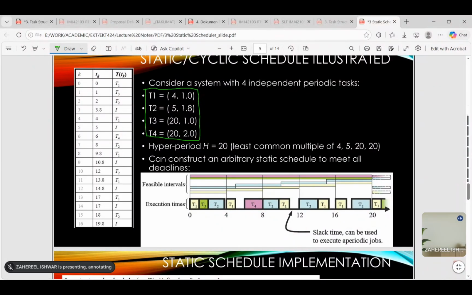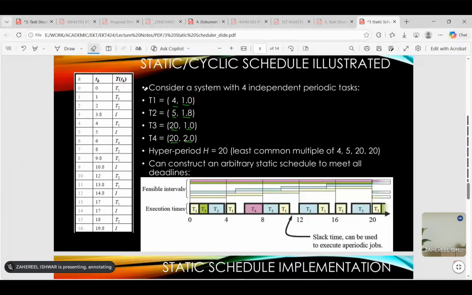Okay, we have 4 tasks. Task 1, period 4, execution time 1. Period 5, 20. Anyone has any question here? I'm expecting questions from you guys.